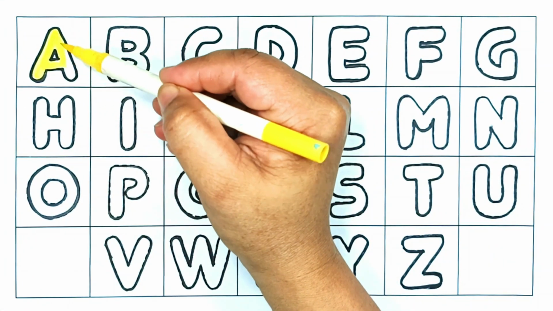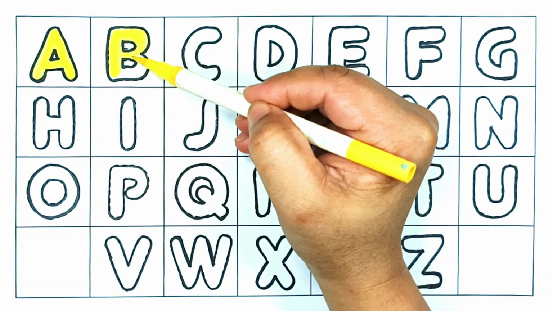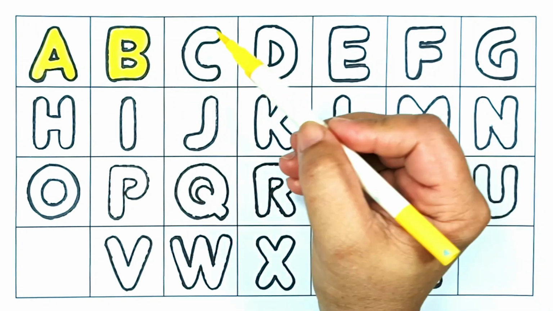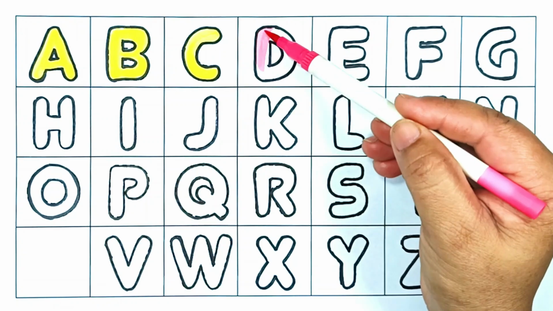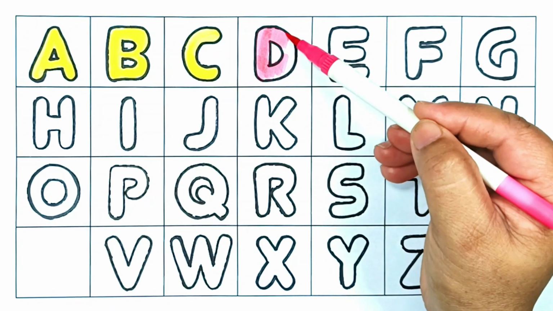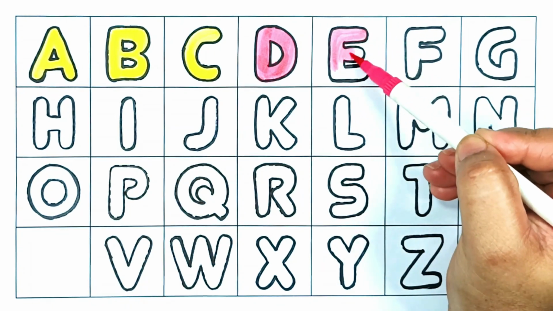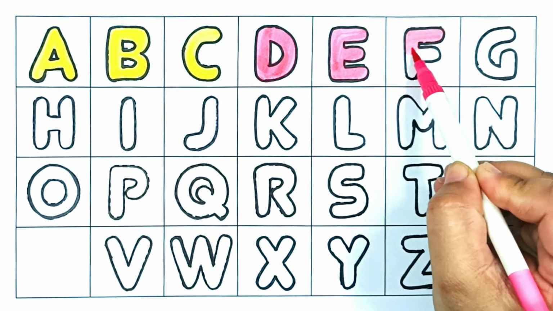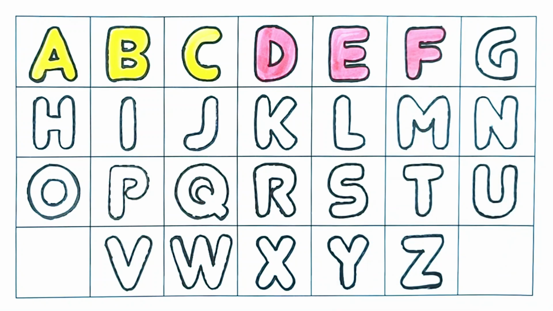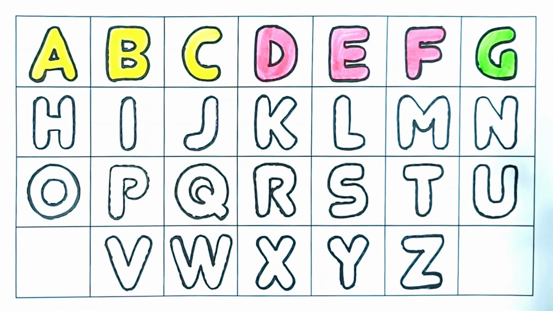A for apple. A for apple. B for ball. B for ball. C for cat. C for cat. D for doll. D for doll. E for egg. E for egg. F for frog. F for frog. G for glass. G for glass.